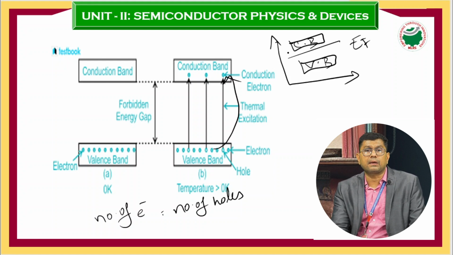To overcome these drawbacks, we do doping. Doping means adding impurities to the intrinsic semiconductor. The process of adding impurities to intrinsic semiconductors produces what are called extrinsic semiconductors. We will discuss extrinsic semiconductors in the next video.